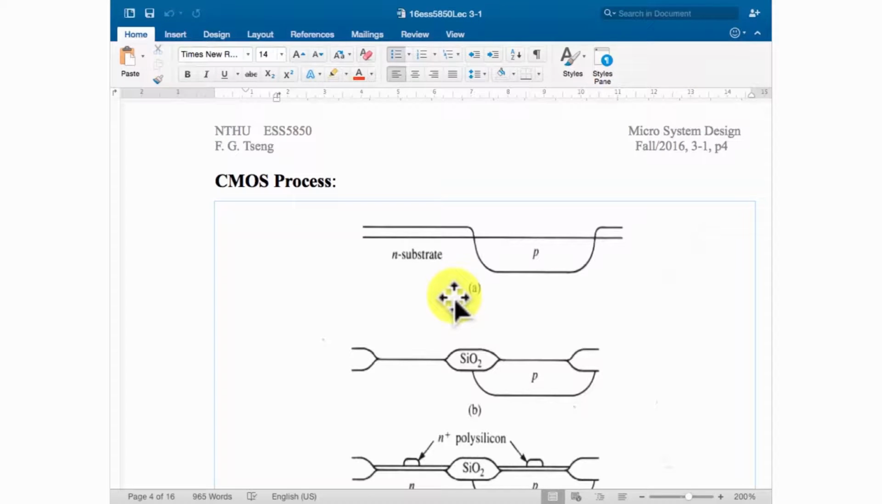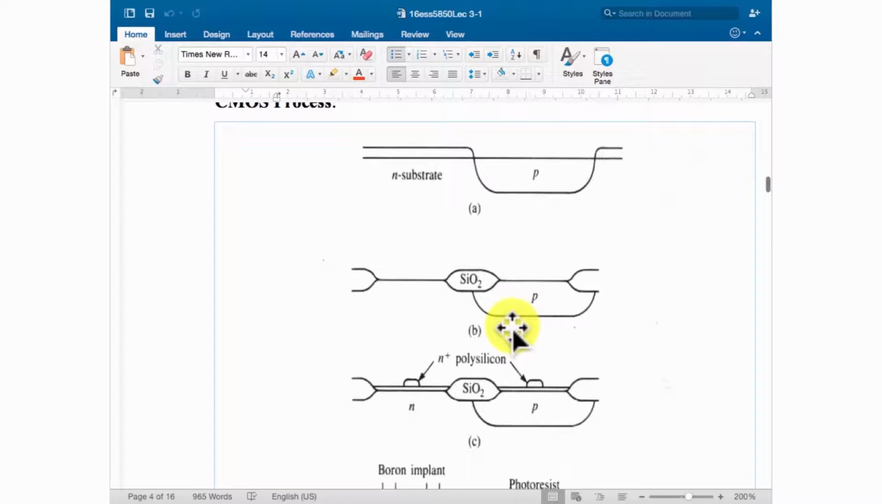Okay, that's the idea. So for the NMOS process, the process needs to start from the P substrate, right? But for the CMOS process, we start the process on the N substrate. That means the silicon substrate is lightly doped with N-type material, like phosphorus. And because we need to start the NMOS from the P substrate, we need to locally generate the P area in the N substrate. Okay, that's the first step.